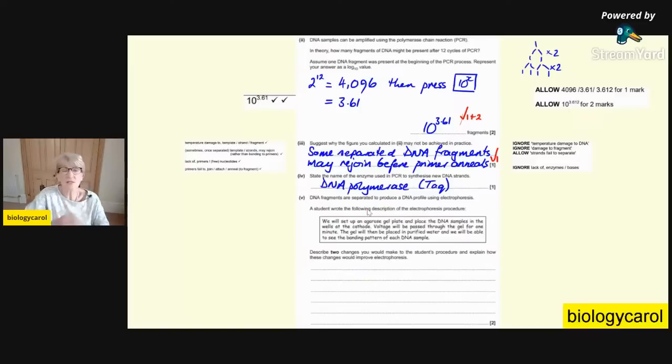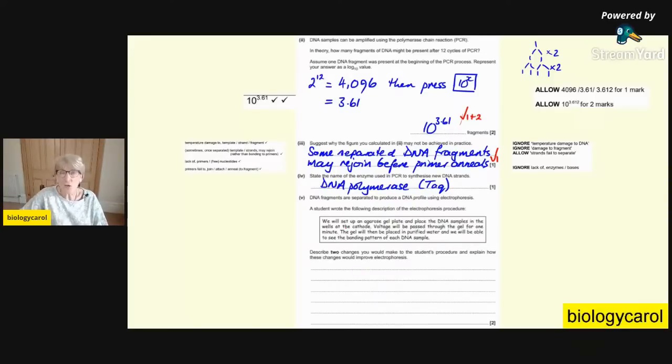Okay, DNA fragments are separated to produce a DNA profile using electrophoresis. The question describes a student's procedure: describe two changes that you would make. I was reading through this, and I must admit, I was thinking, oh, is it cathode? And I thought, no, cathode's right. Voltage will be passed through the gel for 1 minute. And it was only when I got to this point that I thought, 1 minute? It's going to take longer than a minute.